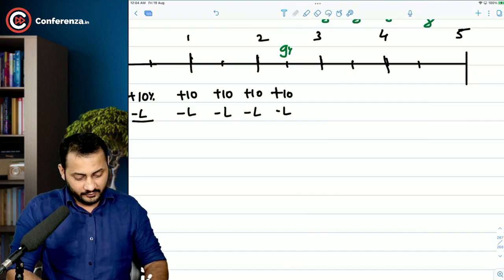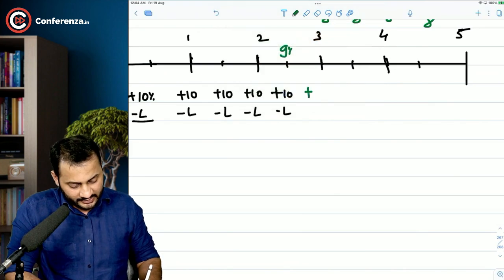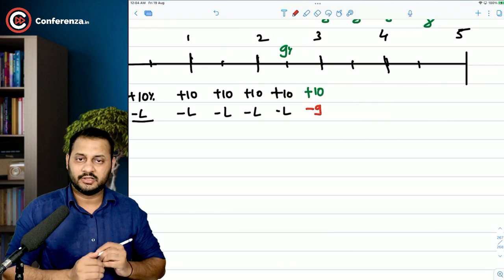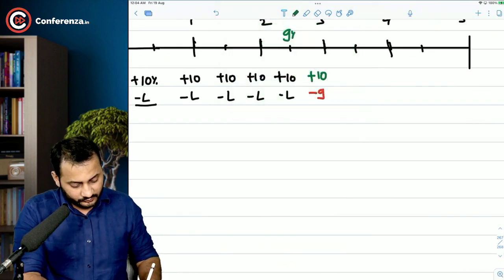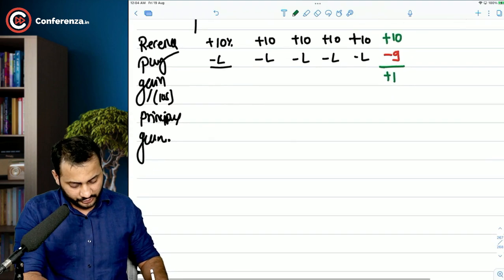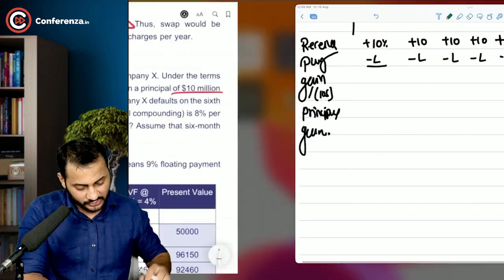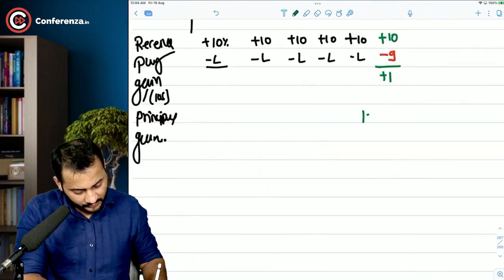This means that we were supposed to receive 10% on this date and pay 9% on this date. It depends upon the previous date, right? So there was a planned profit of 1%. The notional planned gain of 1%, the notional principal was how much? $10 million. So the principal amount is $10 million.